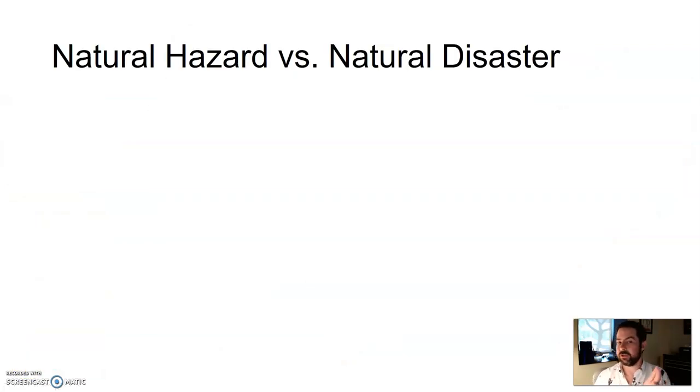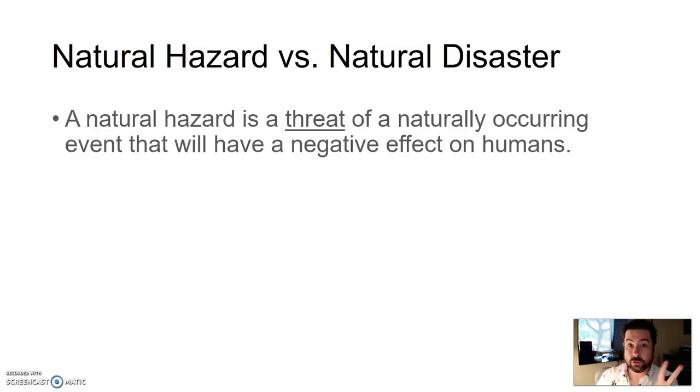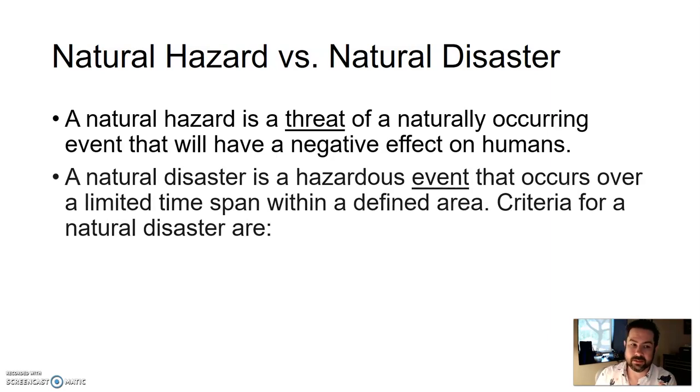So I've used a few different terms: natural hazard and natural disaster. They're actually two different things. The natural hazard, as I've somewhat defined, is a threat of a naturally occurring event that will have some sort of negative effect on humans. It's the threat. So a flood, that's a natural hazard. The wildfire, that's a natural hazard. These are things that we know are threats to communities. A natural disaster is an actual hazardous event.